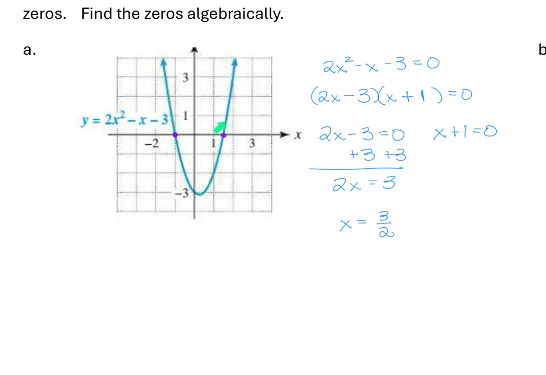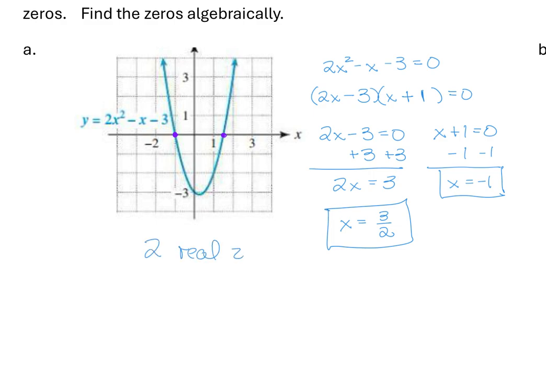And that's actually what we do see right here. For my second one, we subtract 1 from both sides. We get x equals -1. And so what we have here is we have 2 real zeros.